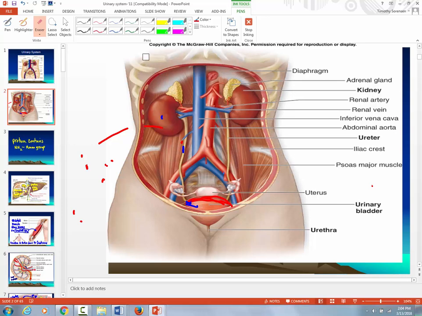All right, so the first thing I'm going to do is just go over the basic structure of the urinary system. You learned this in general AMP, right? You know that you've got two kidneys. You only need one, right? So there's a redundancy in the system.